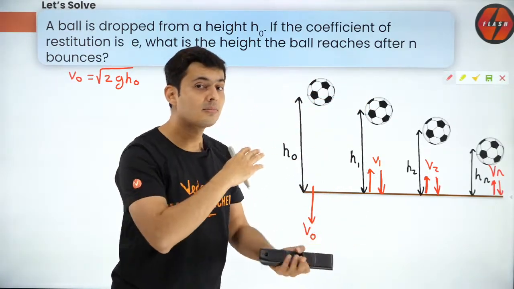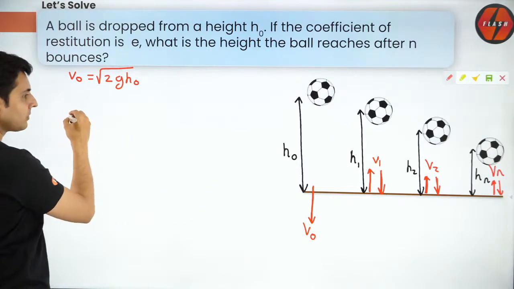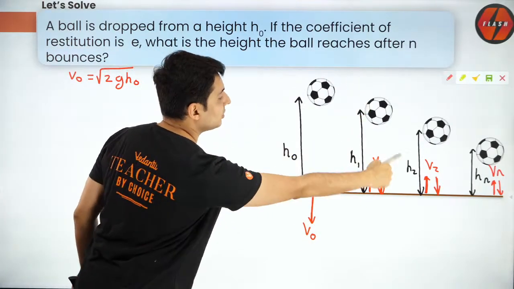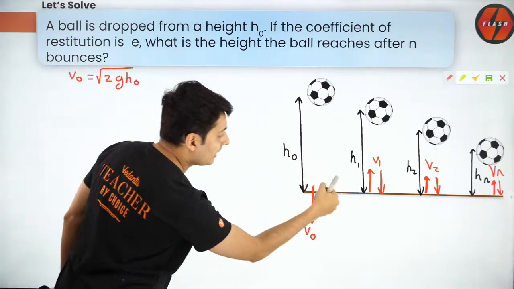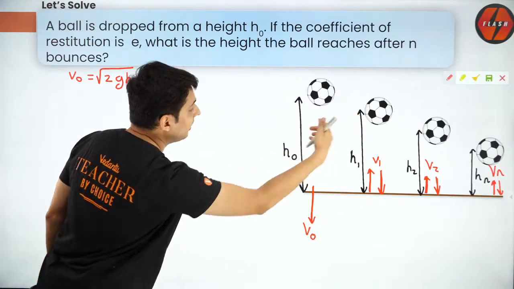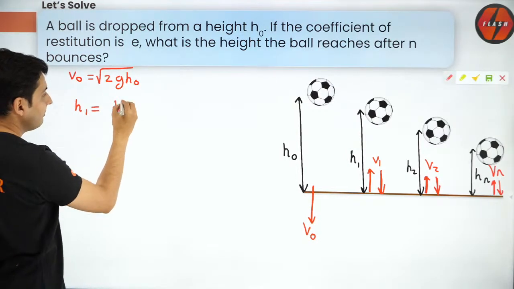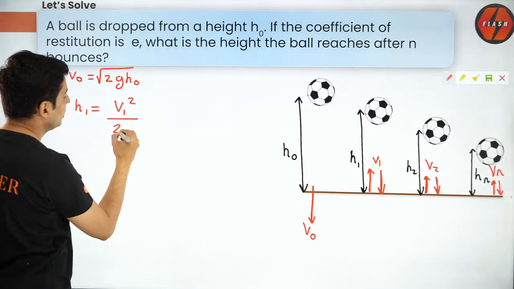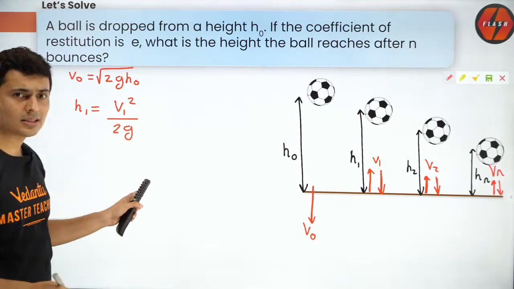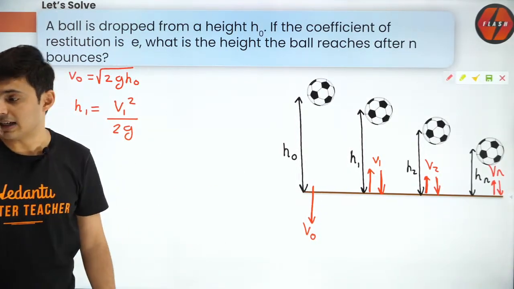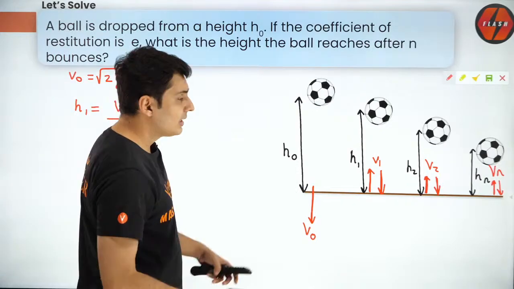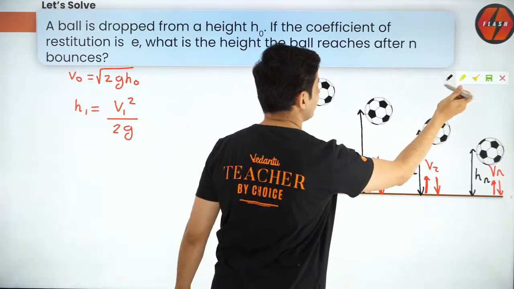Now, when you throw something up, the maximum height reached, what is the formula? Velocity square by 2g. You have studied this. So, for this collision, when it hits the first time and goes up, what is the maximum height reached? h1. h1 will be velocity square by 2g. I hope this is clear, but this is v1. Keep that in mind.